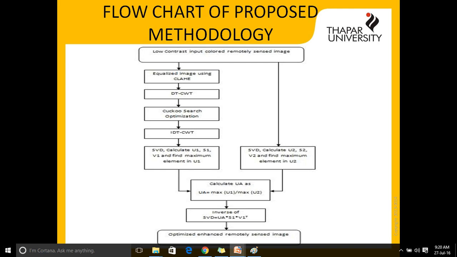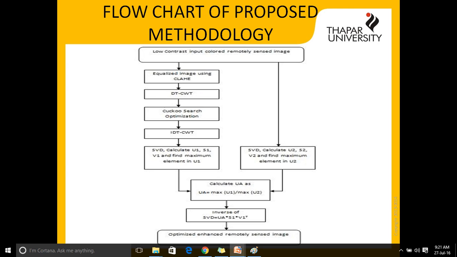Inverse DTCWT combines these subbands, and then through SVD we decompose the image matrix into a product of three matrices called U, S and V transpose. The diagonal elements of S contain the singular values of A, whereas the columns of U and V contain the left singular and right singular vectors of A respectively. Altering the singular values alters the illumination of the image.